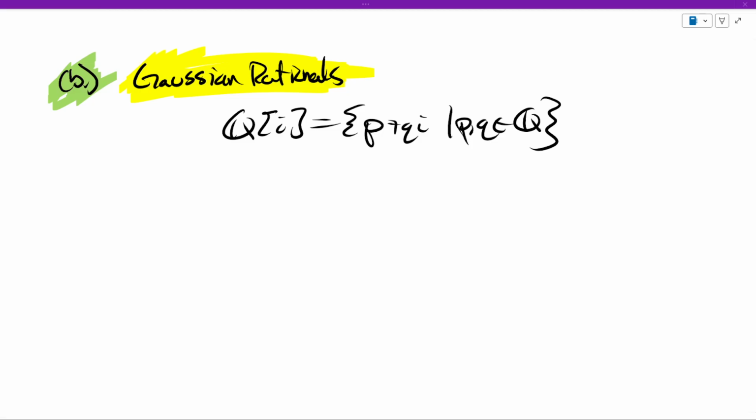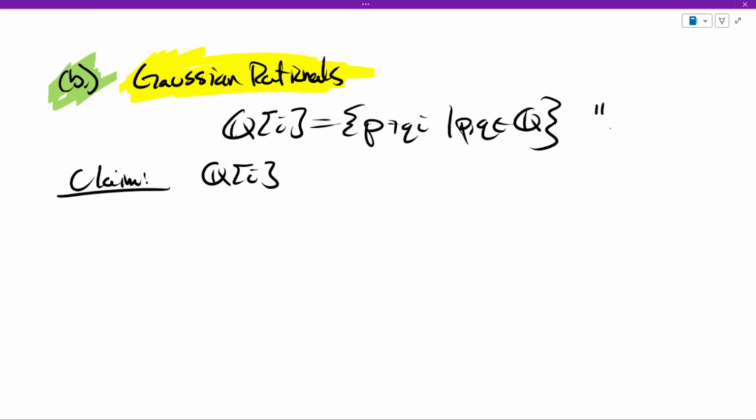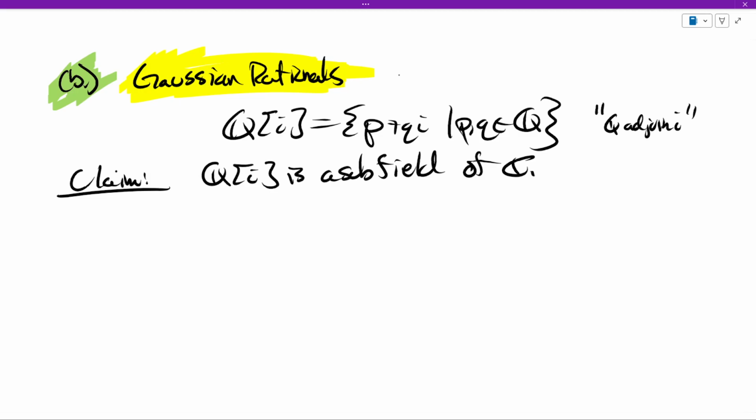So let me state the claim first. Q adjoin i, that's how this is pronounced, is a subfield, hence also a subring, of C. In fact, the Gaussian rationals and the Gaussian integers are related through an algebraic process called taking the field of fractions. Sometimes people write this as Frac of Z adjoin i, which is the field of fractions.